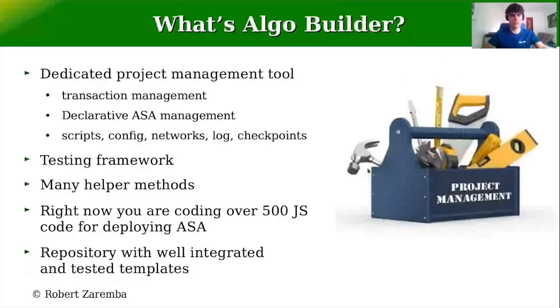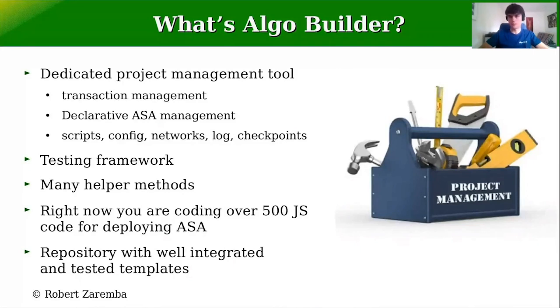Let me quickly start describing what Algo Builder is. It's a project management tool. Think about it as a Truffle, but for Algorand. And it fills the gap in the Algorand developer ecosystem of having a dedicated tool which can manage our transactions, provide a declarative way for creating ASA, and then organize scripts, configuration files, managing the network configuration, transaction log, and checkpoints. So I was talking in the previous session about how this is done.